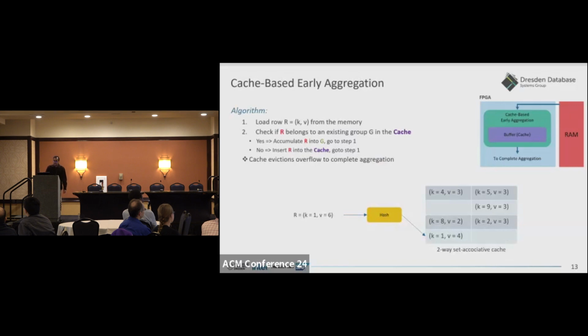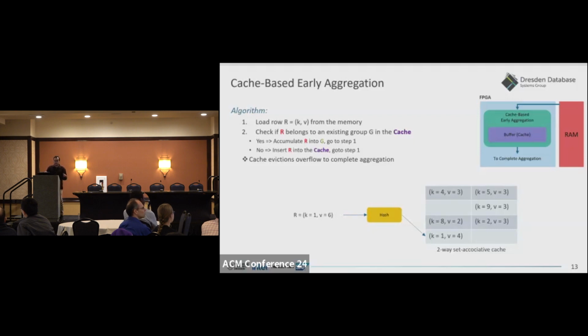Now, the second category of early aggregation algorithm is based on caching. So here you have the exact same structure, except that the buffer is laid out as a cache. And so here's an example of how it will work. You would get a row with a key 1, for example, here. You would then hash the key of that row, and that would give you an index into one of the sets in the cache, right? So in this case, it's the last set.